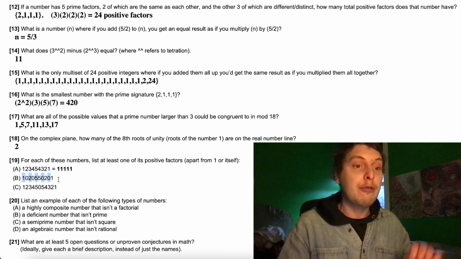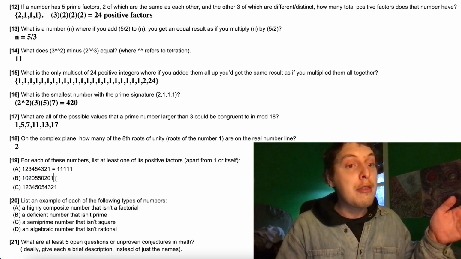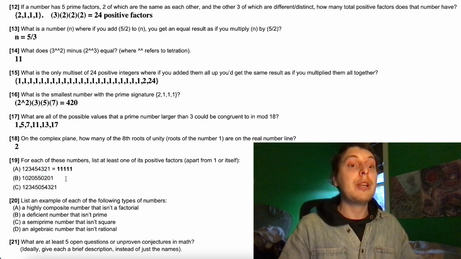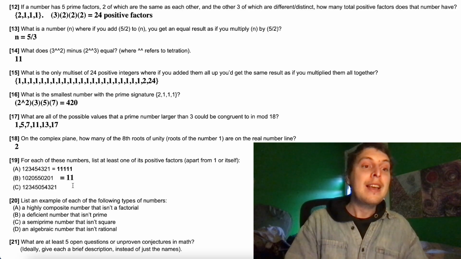If that difference is ever a multiple of 11, including 0, which is a multiple of 11, then the number itself is divisible by 11. And so we know that this must contain 11 as a factor.